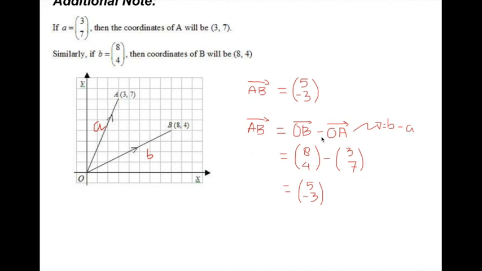And we know that vector B is equal to 8, 4, and vector A is equal to 3, 7. So the answer is 5, negative 3. This is another option to counting the horizontal and vertical directions. You can directly subtract vector A from vector B. Or for example, if they ask you to find vector CD, that's just equal to D minus C.